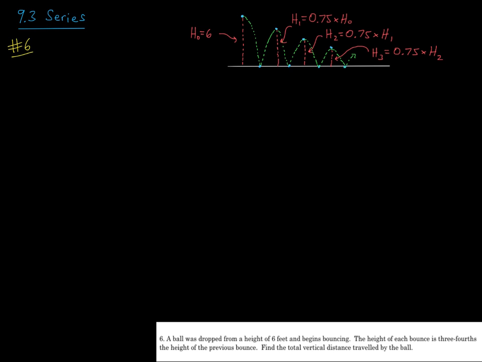In this video, we're going to solve question 6. It says a ball was dropped from a height of 6 feet and begins bouncing. The height of each bounce is 3/4 the height of the previous bounce. Find the total vertical distance traveled by the ball.